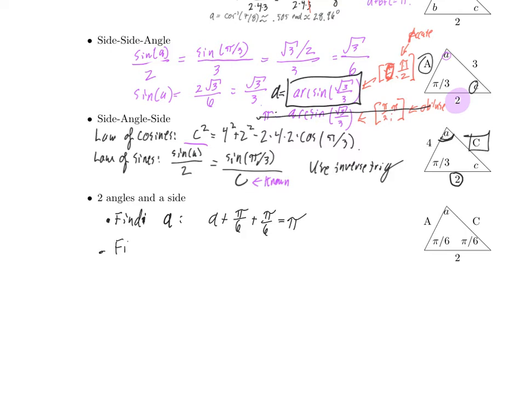Now find those remaining side lengths using the law of sines. That's the easiest thing to do. You could find one of them with the law of sines and the other one with the law of cosines, but I think that option would be mildly more difficult. Nice. So there's some strategies.